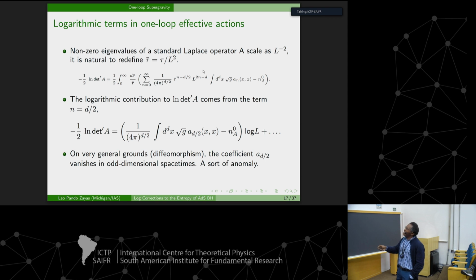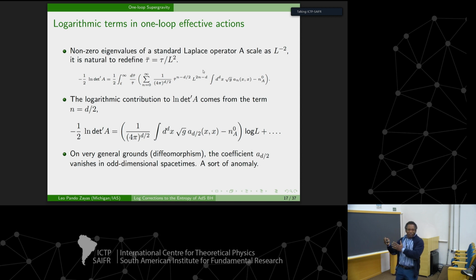So I can see that to get the log, I need only one term in this expansion, which is the one in which n is d over 2. So there's only one term in the expansion that affects the log. Nothing else can touch the log. And more importantly, when I compute this, you see the cutoff enters. So how complicated my theory becomes at higher dimensions is in the cutoff.